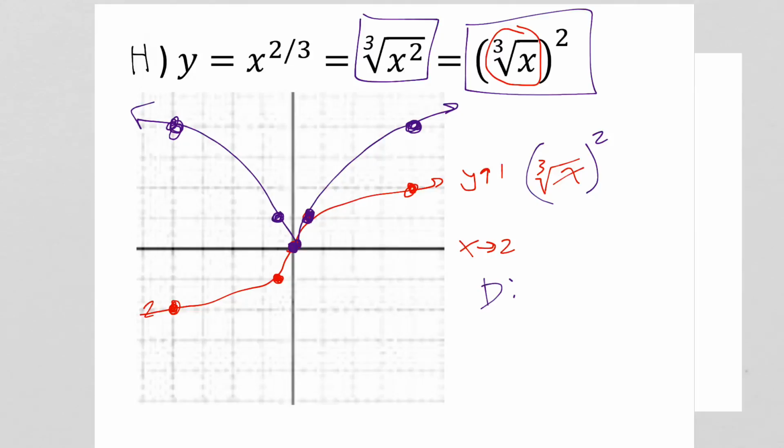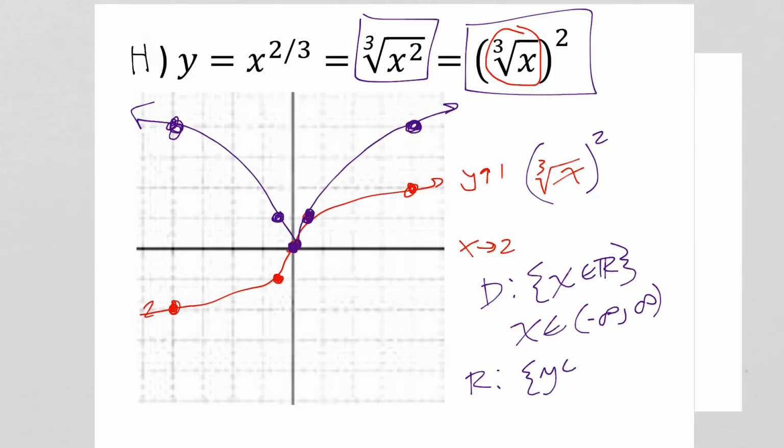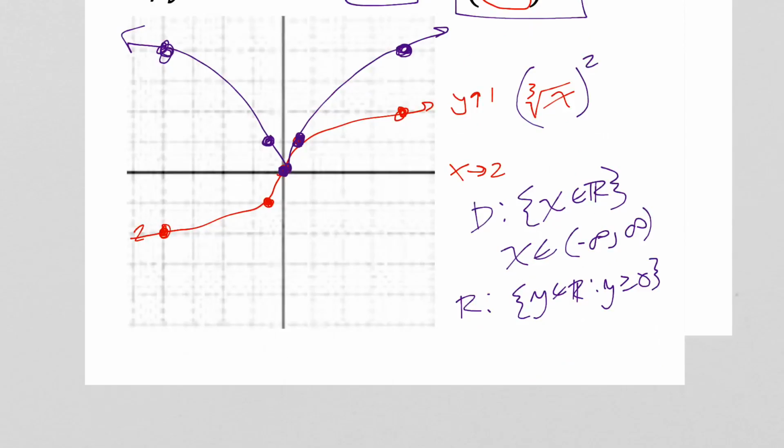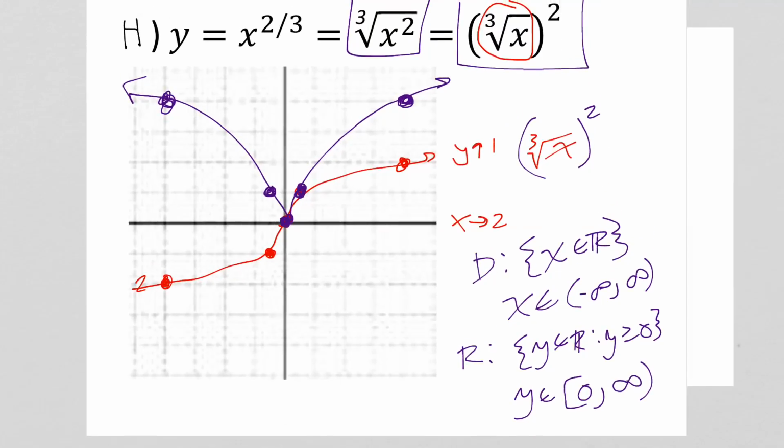Domain of this function is going to be all real numbers, so x in R. Interval notation, x is in the interval from -infinity up to +infinity. Range is just going to be all positive y values and 0. So set builder will give me y in R such that y is greater than or equal to 0. And then interval notation will give me y in the interval from bracket including 0 up to +infinity. And there you have it.